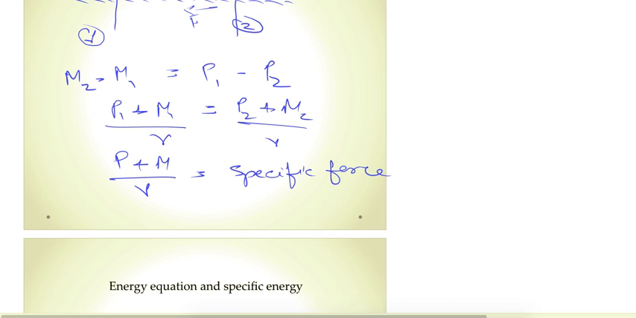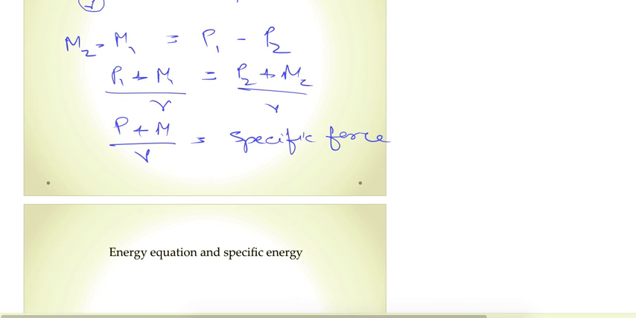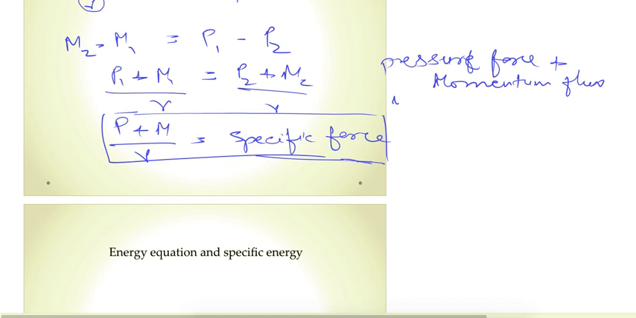and if we divide it by the unit weight of the fluid, this quantity (P plus M) by gamma is known as the specific force. We'll look into it when we are doing the specific energy in the channel, and there we will see more about it. So it is the sum of the pressure force plus momentum flux per unit weight of the fluid.